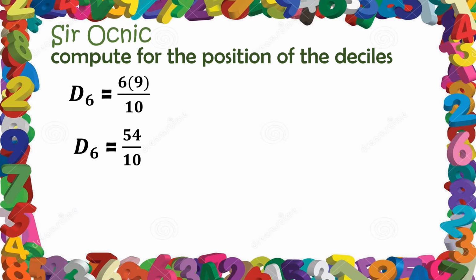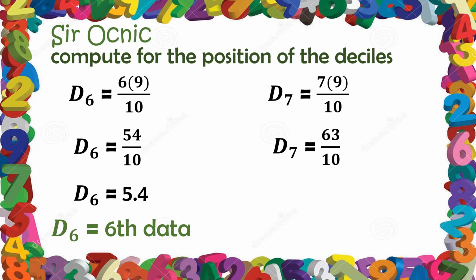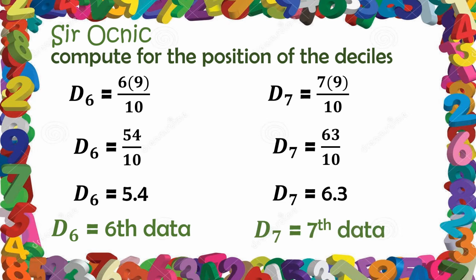For the sixth decile, we have 6 times 9 all over 10, which is equal to 54 over 10 or 5.4. Since the quotient is not an exact number, round to the next whole number. Therefore, the sixth decile is at the sixth data. For the seventh decile, we have 7 times 9, which is equal to 63 divided by 10, which is equal to 6.3. Since the quotient is not an exact number, round to the next whole number, which is the seventh data. Therefore, the seventh decile is located at the seventh data.